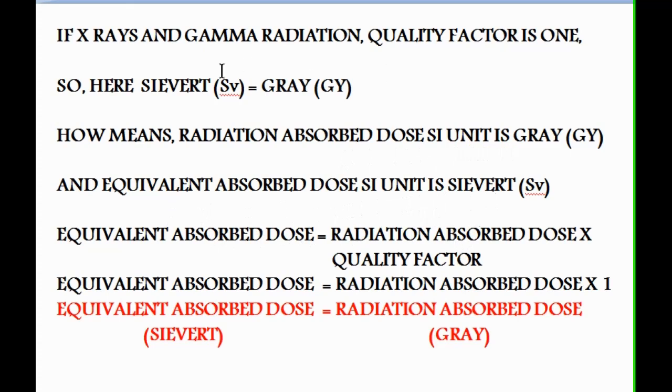If the quality factor is 1, it means X-rays or gamma rays are exposed in tissue. So the quality factor is 1, and we multiply the radiation absorbed dose by 1. So the equivalent dose is equal to the radiation absorbed dose only. The SI unit of equivalent dose is sievert and the SI unit of absorbed dose is gray. So sievert is equal to gray. That's the answer. When X-rays and gamma rays have a quality factor of 1, the sievert is equal to gray.